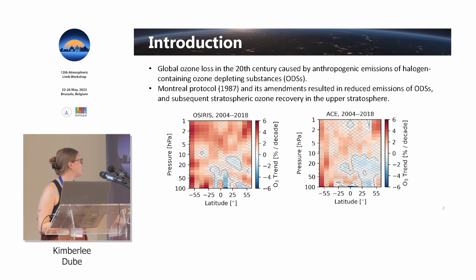As we, I'm sure, all know, there was global ozone loss in the 20th century caused by emissions of ozone-depleting substances, and then subsequent ozone recovery following the enactment of the Montreal Protocol. These two panels show the ozone trend from 2004 to 2018 in OSIRIS on the right and ACE on the left as a function of pressure and latitude. You see they're generally quite similar, and we get this ozone increase of about 2 to 4% per decade above 10 hectopascals in both data sets.